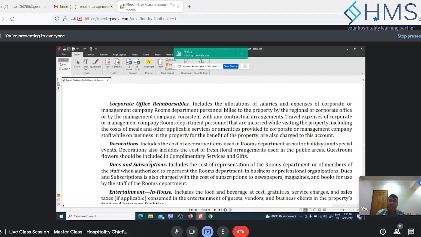Corporate office reimbursable is a simple thing. It depends on what your corporate office is charging. They will be charging for traveling. They may be charging for the management audit. They may be charging for the regional operations people, regional finance people. So in this particular department, it will be only if a regional front office manager or regional housekeeping manager comes from the corporate office and visits your property. They will be charged for those things.